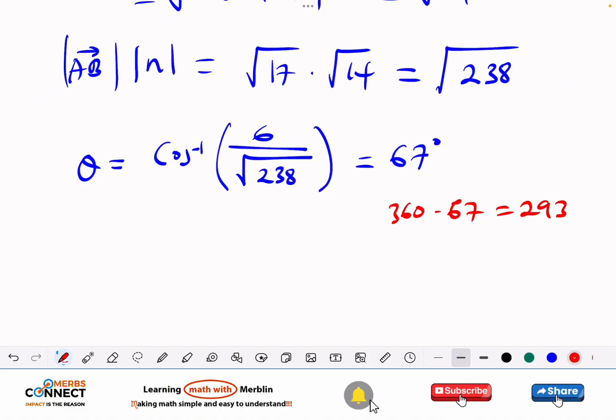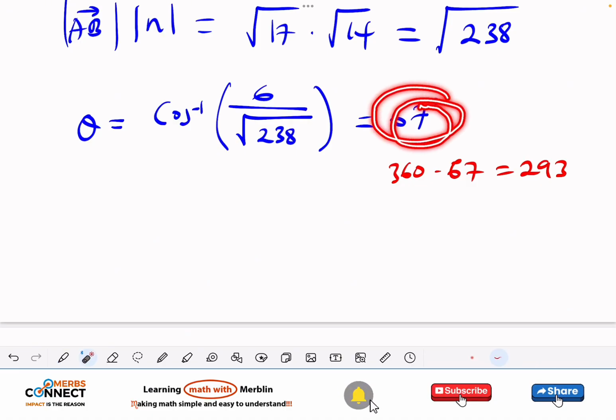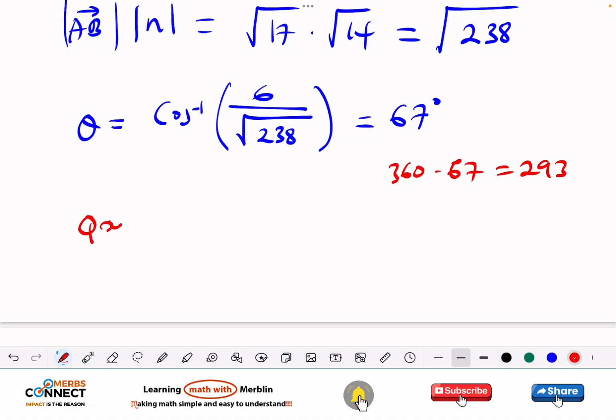Then we pick the one which is less than 90, we add it to 90, and the one which is greater than 90, we subtract 90 from it, right? So we see that this is less than 90, and then we have this one which is greater than 90. So since this one is less than 90, we are going to add it to 90. So theta 1 is going to be 90 plus 67, which is going to give us 157.